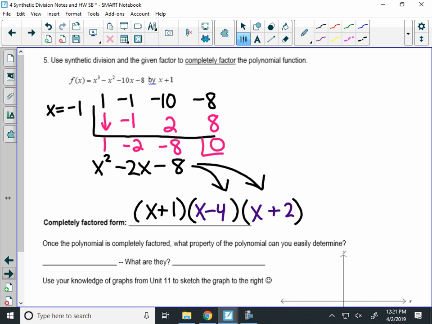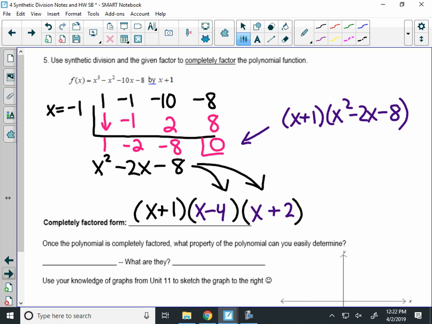This is from the factor we just checked. So because it divided out with a remainder of 0, it means it is a factor. Right? So technically what we got by the end of this synthetic division was x plus 1 times x squared minus 2x minus 8. And then we factored it again to get the 3 binomials.